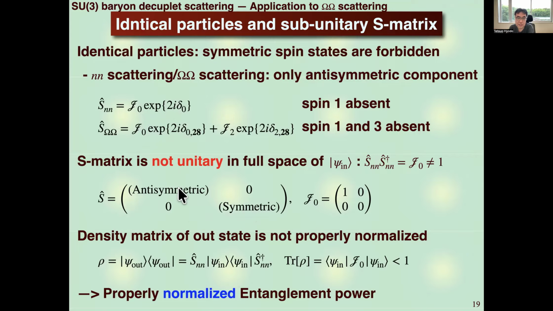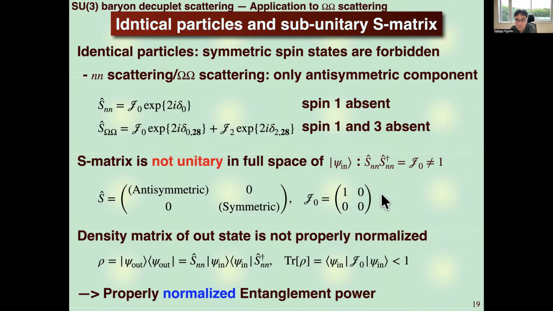But in the two neutron scattering, because we only have the spin 0 projection here, which is schematically written like this, we only pick up this antisymmetric component. Then its S matrix is not unitary. Or in other words, if you restrict yourself to the antisymmetric Hilbert space, then it is the identity operator. This J0 is the identity operator in the antisymmetric space, but not in the full Hilbert space, including the symmetric one.